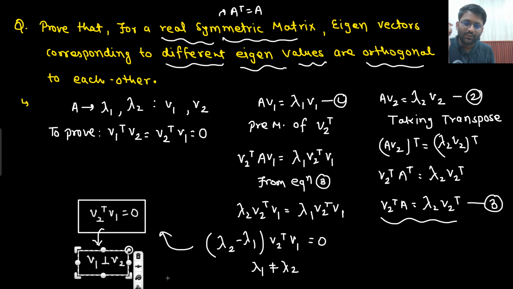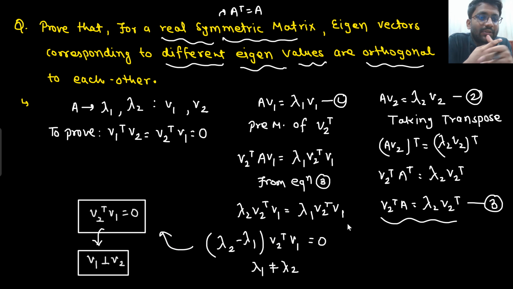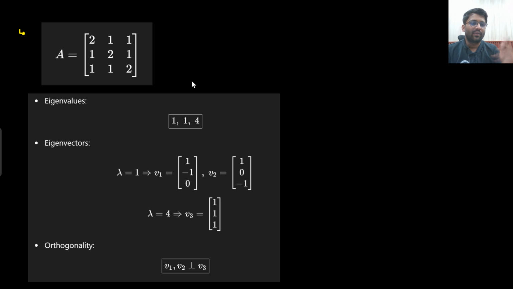That's it. So for a real symmetric matrix, we have seen 2 points. What was the first point? For a real symmetric matrix, eigenvalues are real, and the eigenvectors corresponding to different eigenvalues are orthogonal to each other. I could have shown this example only and I could have very easily said whatever that I proved here.